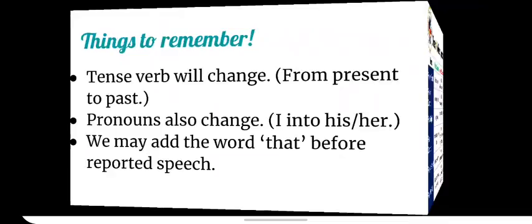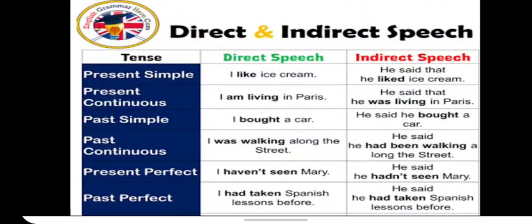So this is the second slide, and now this is the third slide, and this shows how we change the tense verb. So from present, like I like ice cream. So you see that like is in present tense. He said that he liked ice cream. Past tense here. Change in form of the tense verb, and I changed into he. The pronoun also changes because it was he who said that, so definitely he liked ice cream, not I.